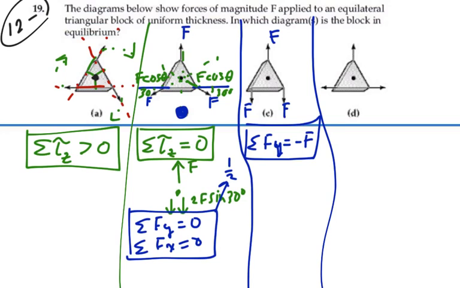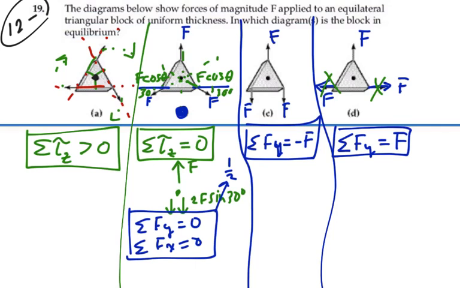Alright, let's look at the last one. We have a force F going to the right, force F going to the left. They're going to cancel out in the x direction, but then we'll have a force unbalanced in the y direction. So the summation of the force in the y direction will equal F, which is not equal to 0. So we have a net force here. So not in equilibrium based on that either.